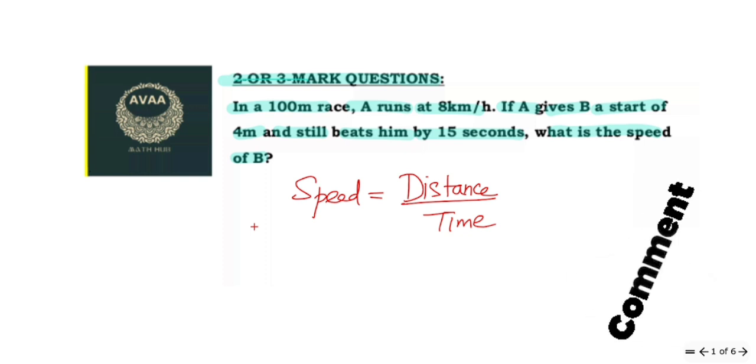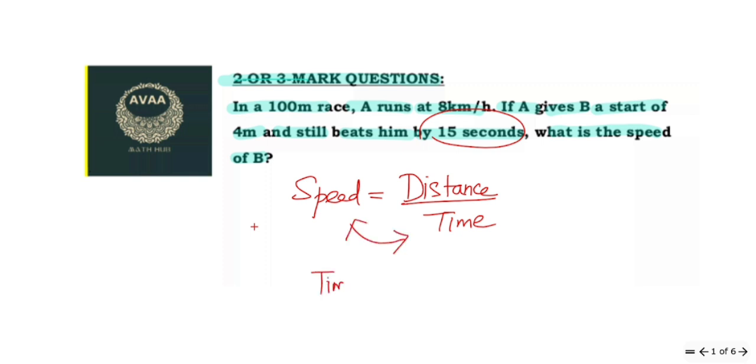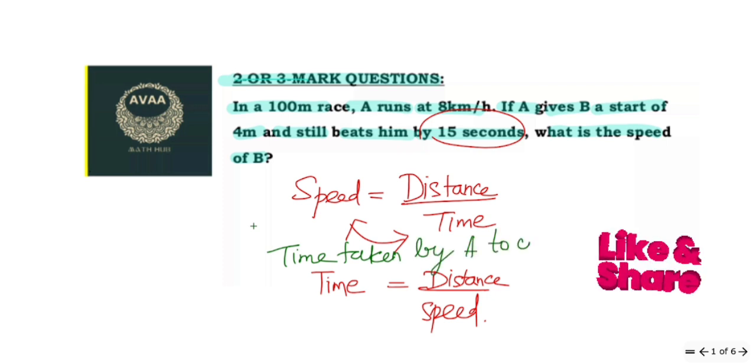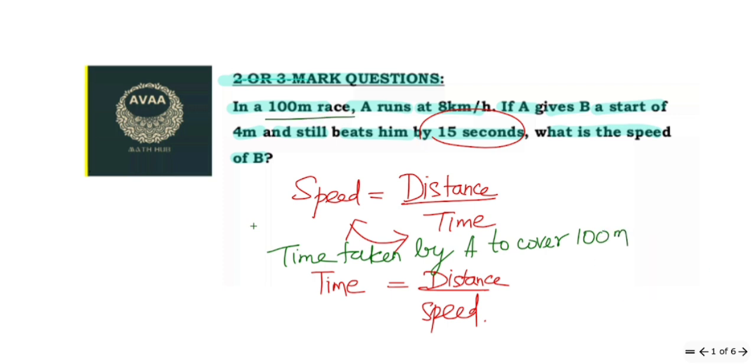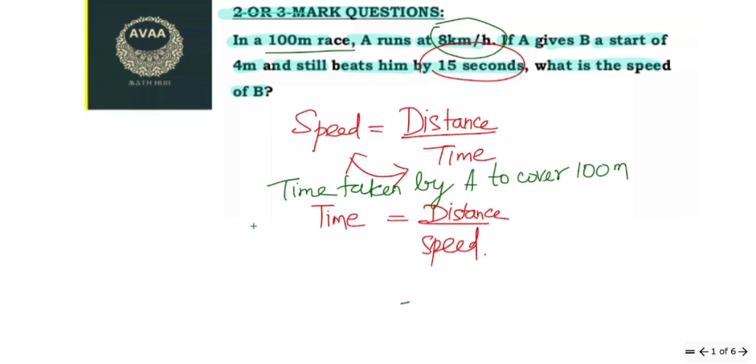Now, in the question, they have given the time taken by A to cover 100 meters. So let's consider that before finding the speed. If we rewrite the formula, it becomes time is equal to distance over speed. So here we are going to consider the time taken by A to cover 100 meters because it's a 100-meter race. They have mentioned A runs at 8 km per hour, so that will be substituted in the denominator, and in the numerator we must write 100.